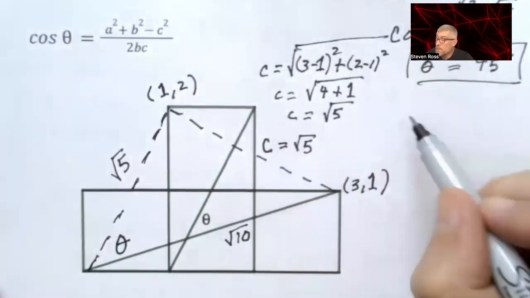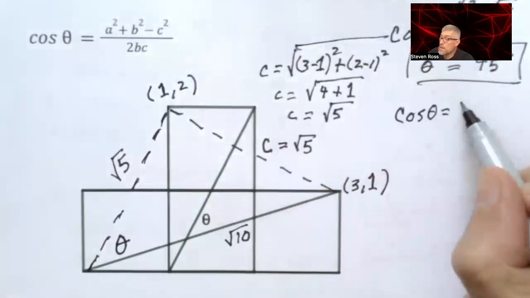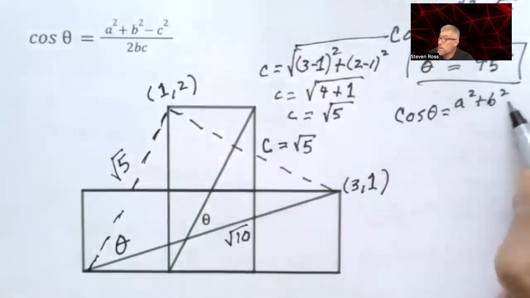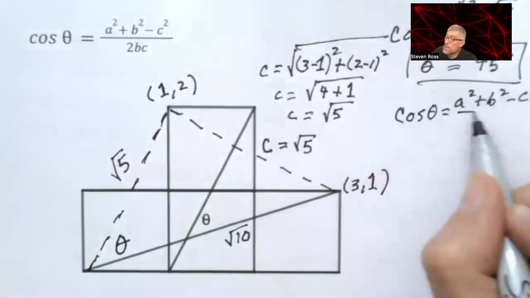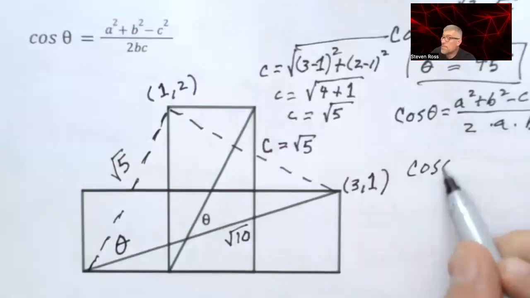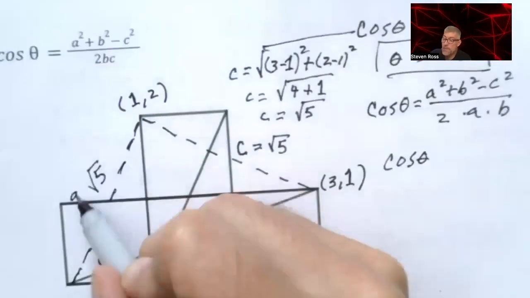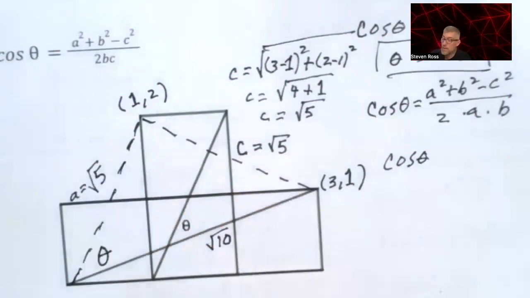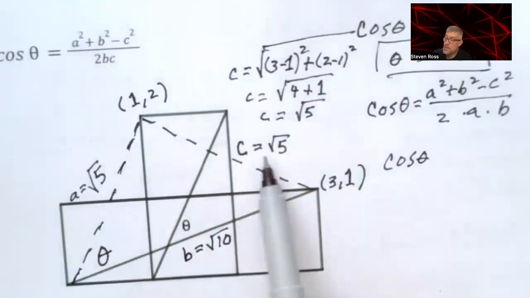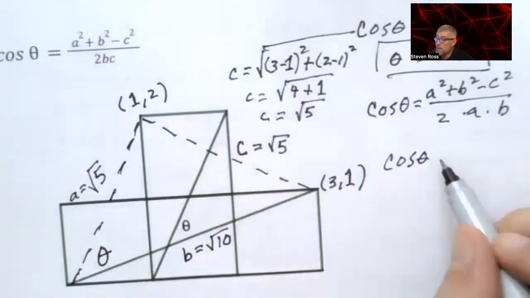And so here's the law of cosines. Cosine of theta is equal to a squared plus b squared minus c squared divided by 2 times a times b. What I'm going to do is say that a is that side, B is this side, and then C is going to be opposite my angle. And we hope that this also is going to be a 45-degree angle.